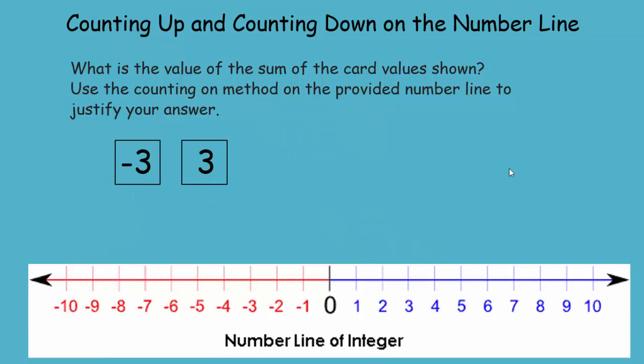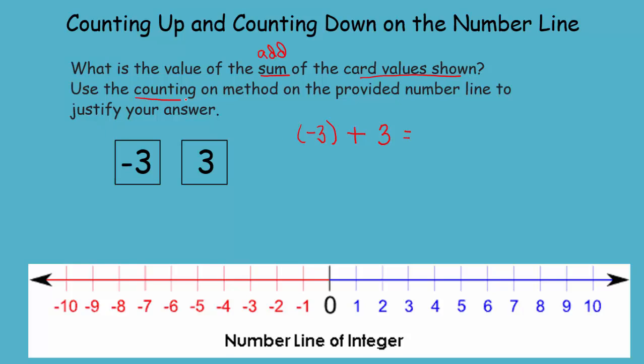I'd like to try this one with you. It says, what is the value of the sum of the card value shown? So again, sum just means we'll be adding. The card value shown, they show us a card value of -3. Because it's a -3, I'm going to put that negative with the 3 in parentheses. Sum means to add, so I'm going to do plus, and then I'm going to put 3. And I'm going to find out what that will be.